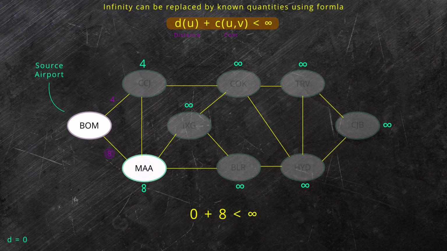Now all the flights moving from BOM to CCJ and BOM to MAA, that has been updated. So as we have updated all the routes from BOM with respect to MAA and CCJ, that node BOM will be selected. This node will be selected.